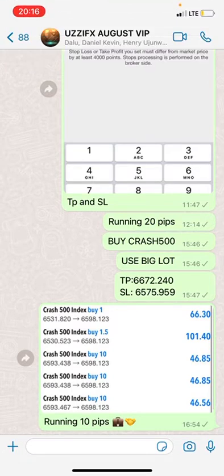I can give a signal now and I say apply proper risk management. It means you should trade cautiously. You should trade with a little lot size. Do you understand? It means you should trade with what? A little lot size. Just an example now.